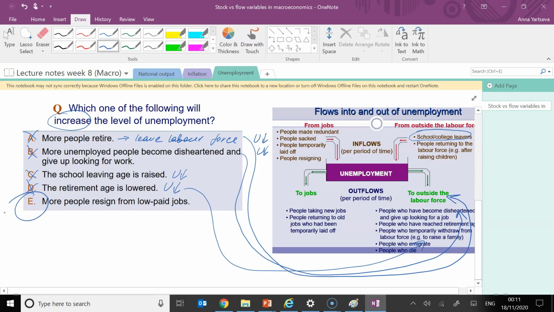And as a result, we are left with the only possible answer, which is E. More people resign from low-paid jobs, and this is exactly what we have here. When people leave their jobs, they quit available vacancies, they don't have any vacancies which would suit their desires, and they become unemployed while they're searching for something which would suit them better. So the more people resign from jobs which do not satisfy their needs, their expectations, the higher the unemployment rate in a country will be.